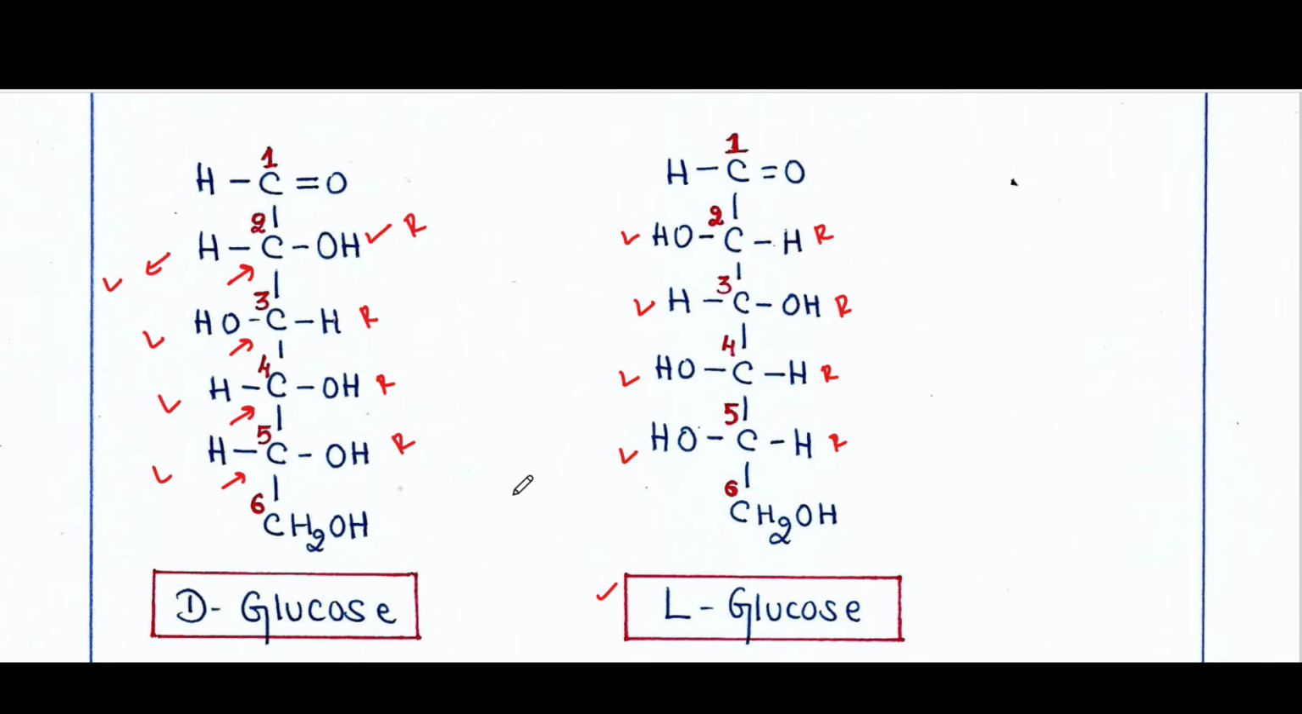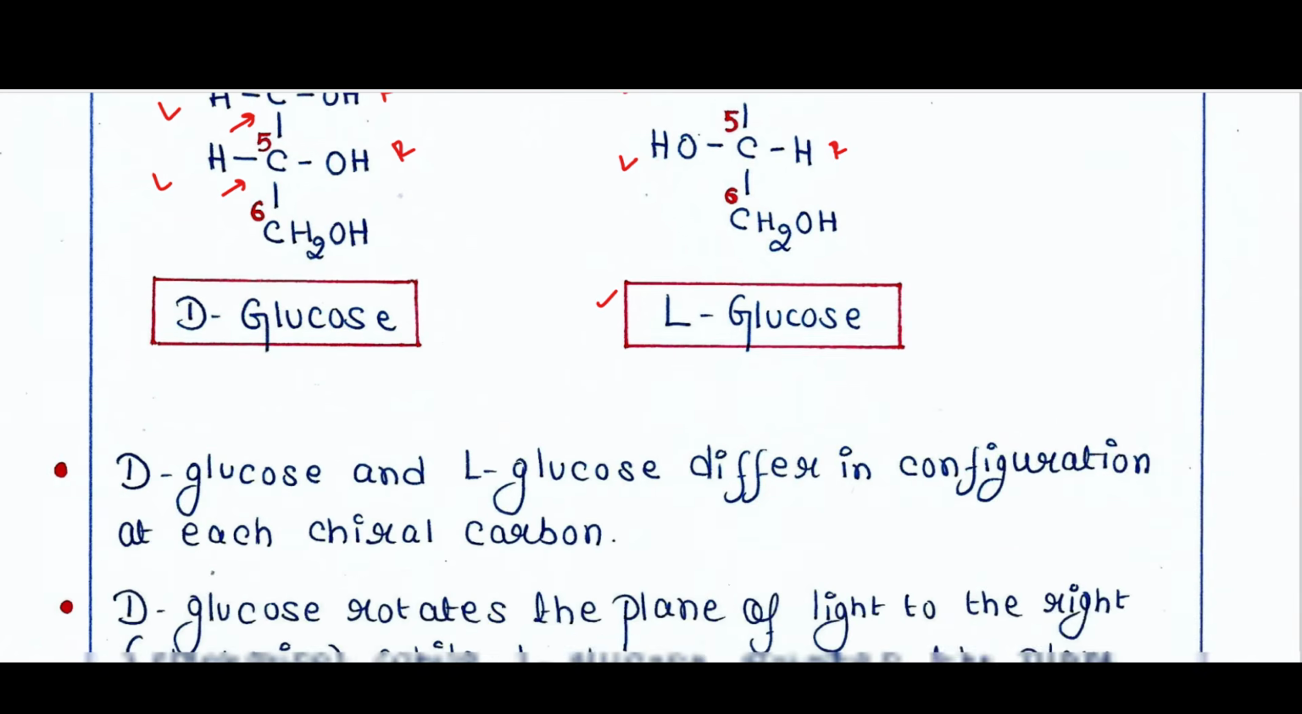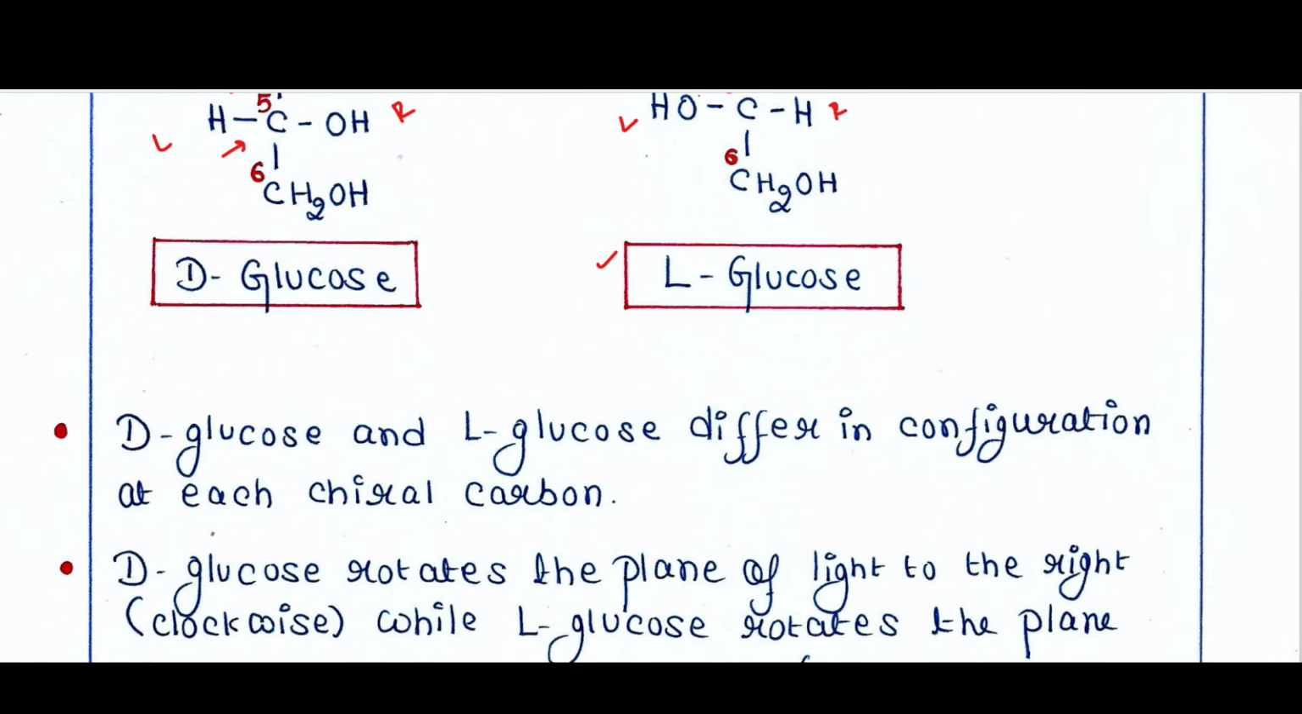That means the arrangement of this OH and H around the chiral carbon is different, or opposite, in D-glucose and L-glucose. Hence, these two are D and L isomers. So it can be said that D-glucose and L-glucose differ in configuration at each chiral carbon.